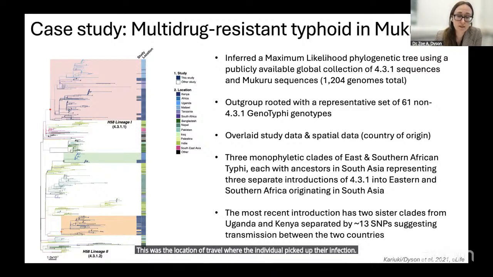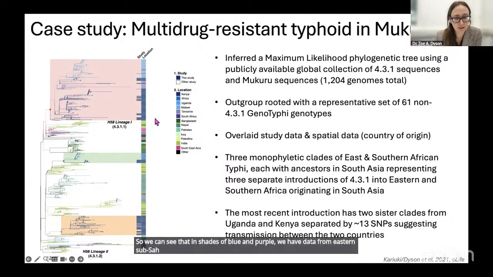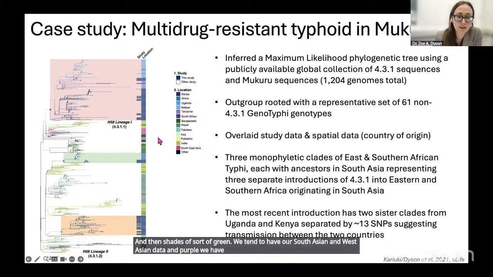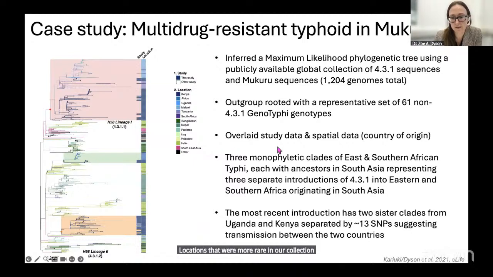So we can see that in shades of blue and purple, we have data from Eastern Sub-Saharan Africa and South Africa. In shades of green, we tend to have our South Asian and West Asian data, and in purple, we have Southeast Asian data. And locations that were more rare in our collection have been coloured black for other.